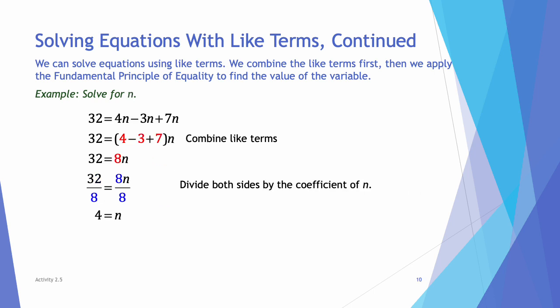Here's one last example of combining like terms to solve an equation. We're solving for n, and my equation is 32 equals 4n minus 3n plus 7n. I combine the like terms of 4 minus 3 plus 7 to get 8. So my equation is now 32 equals 8n. I divide both sides of the equation by 8, which is the coefficient of n, and 32 divided by 8 is 4. So the solution is n equals 4.